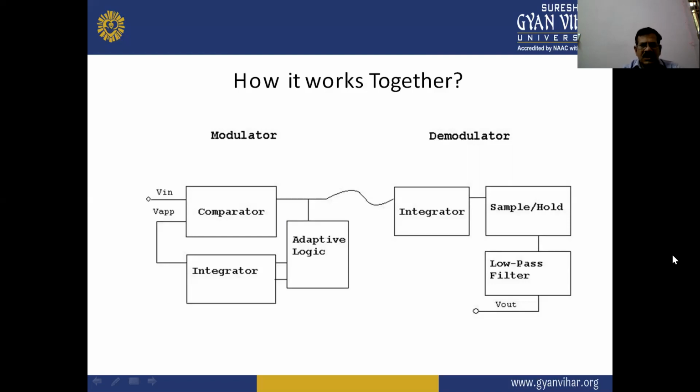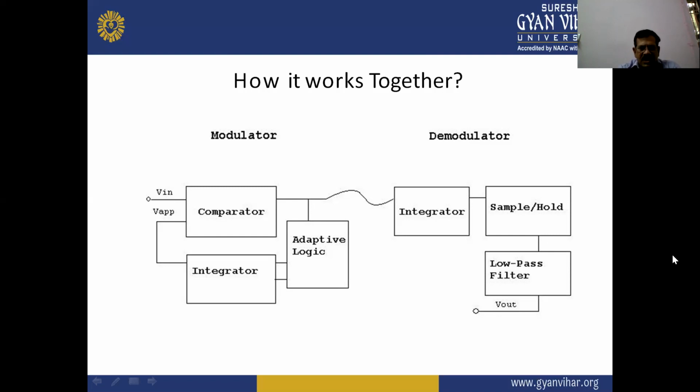Now we see how the modulator and demodulator work together. In this block diagram, there is a comparator device, and there are two integrators, one comparator, one sample and hold circuit, and one low pass filter. So we divide the circuit diagram or block diagram into two parts. One part is the modulator, and the second part is the demodulator.